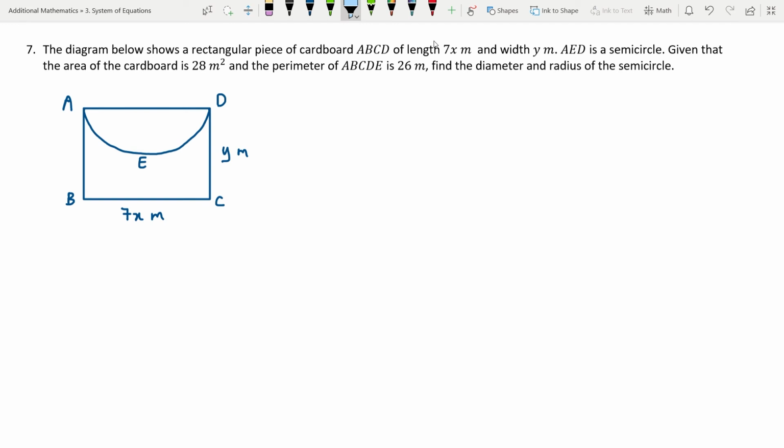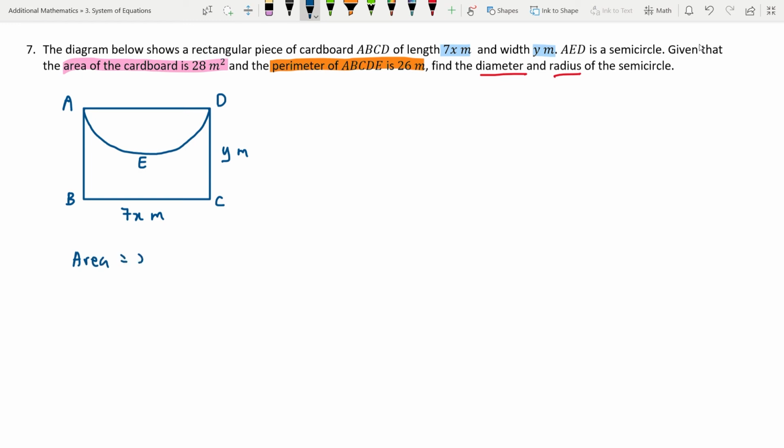We are told that for the rectangular piece of cardboard ABCD, the length is 7x meter and the width is y meter. AED is a semicircle. The area of the cardboard is 28 meters square and the perimeter of ABCDE is 26 meter. We are asked to find the diameter and the radius of the semicircle.